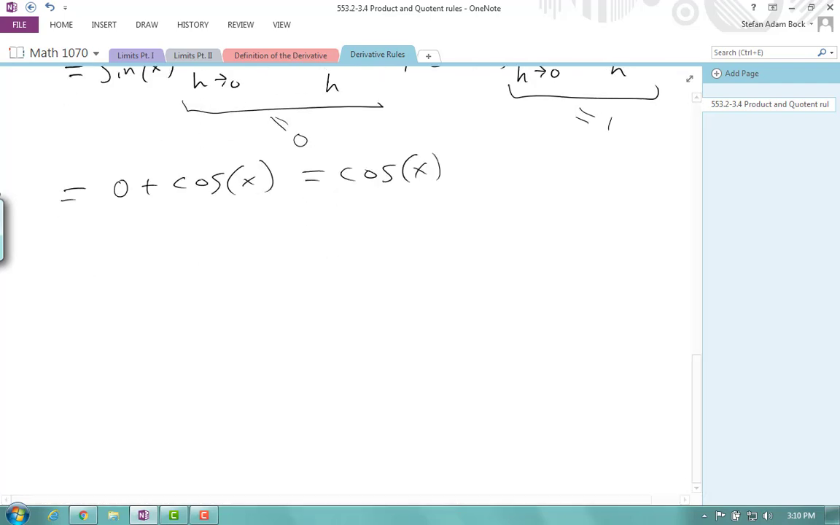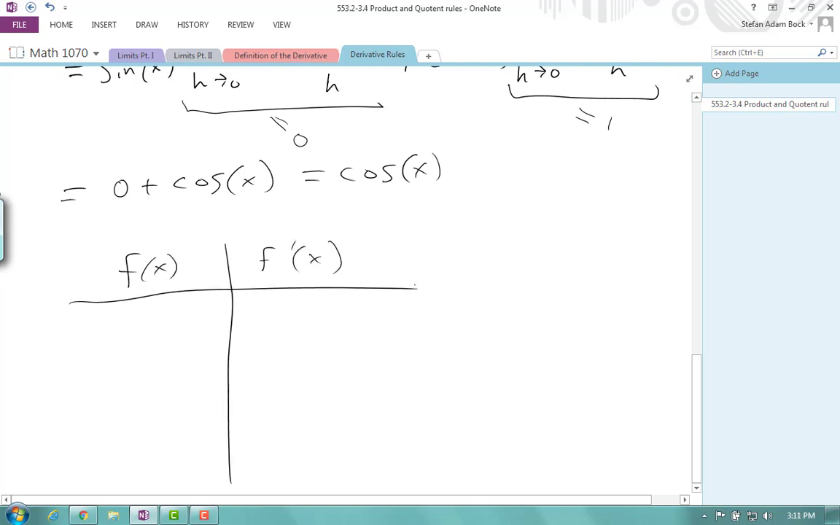So that's my derivative rule for sine, and I can go ahead and make a chart with the rest of the trig derivatives because they actually come as a result of the quotient rule, which we're going to do next. If I start with sine of x, then the derivative of sine of x is cosine of x.